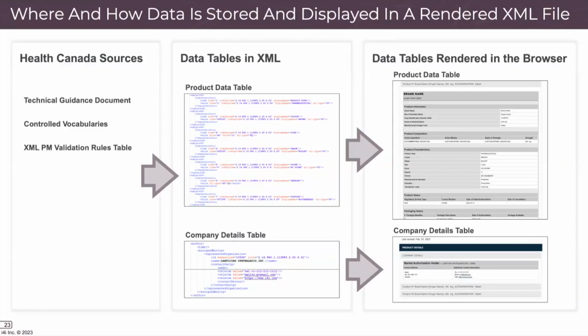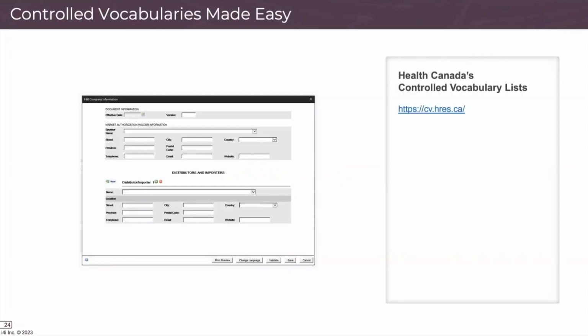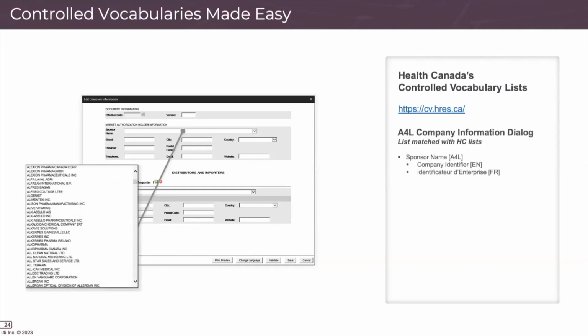And here we'd like to show you how A4L's metadata dialogs work to make this process easy with our integrated lists that map directly to Health Canada's controlled vocabularies. In A4L's company information dialog, where a controlled vocabulary term is required, such as the name of a market authorization holder or importer or distributor, you simply need to select it from the related drop-down. The items in these drop-downs are taken directly from the Health Canada control vocabulary lists. This ensures that your choice will be compliant and removes the possibility of typos.